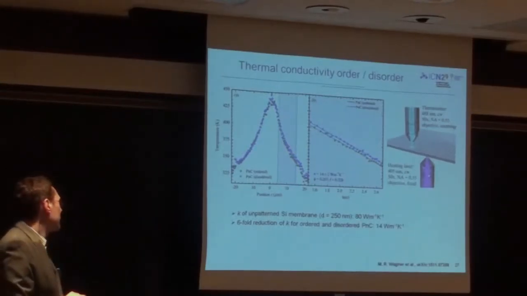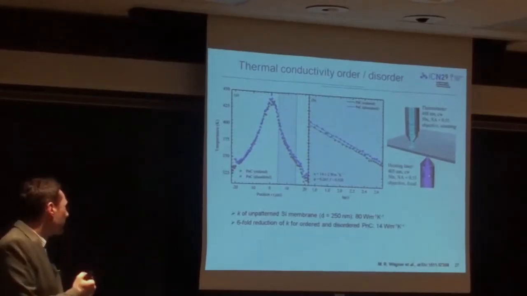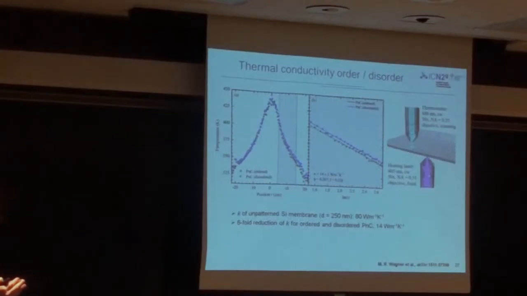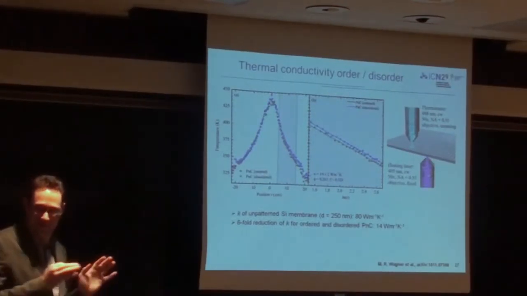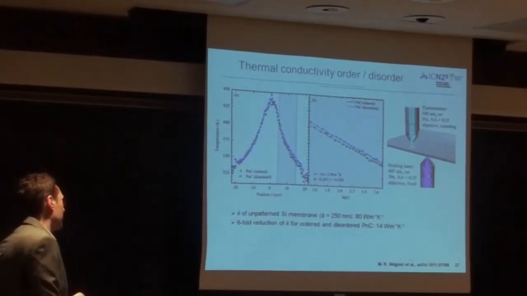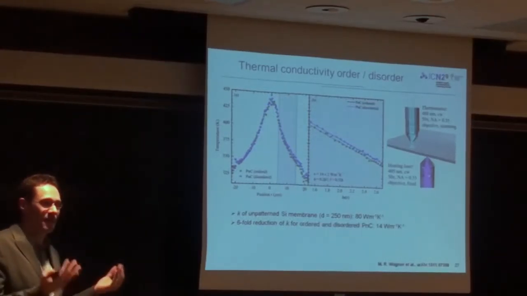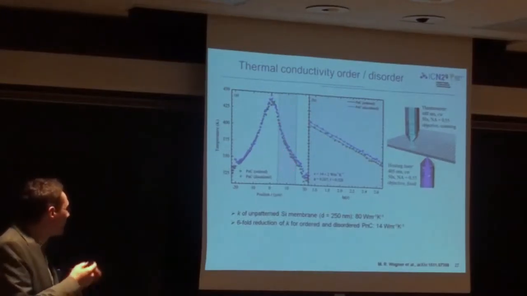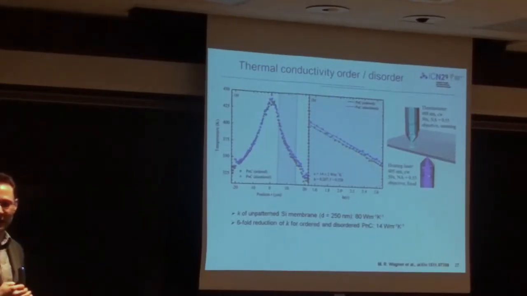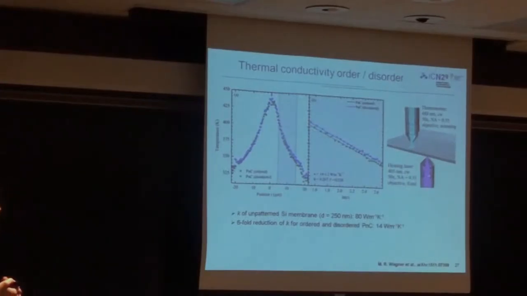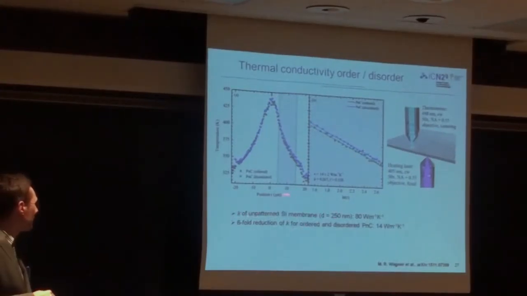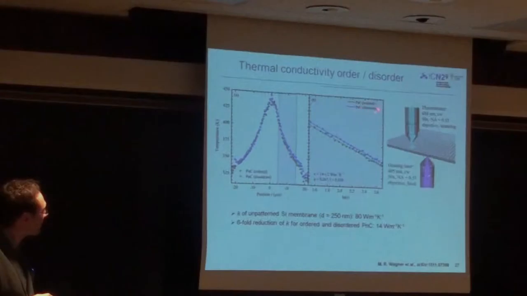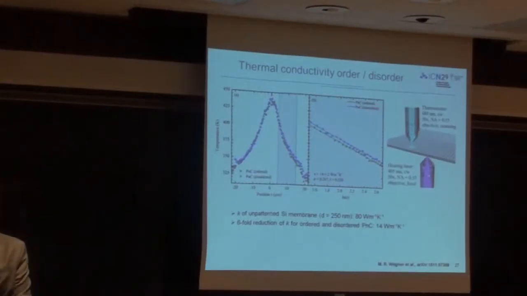So if we compare this to the unpatterned membrane, that was 250 nanometers, that was 80 watts per meter Kelvin. And that was perfectly in line with this thickness tendency. So of course we have a volume reduction, a mass loss, due to the hole patterning, but this should only account for a factor of 2 or so in our reduction of thermal conductivity. It's important to stress that the ordered and disordered lattice, they have exactly the same filling fraction.